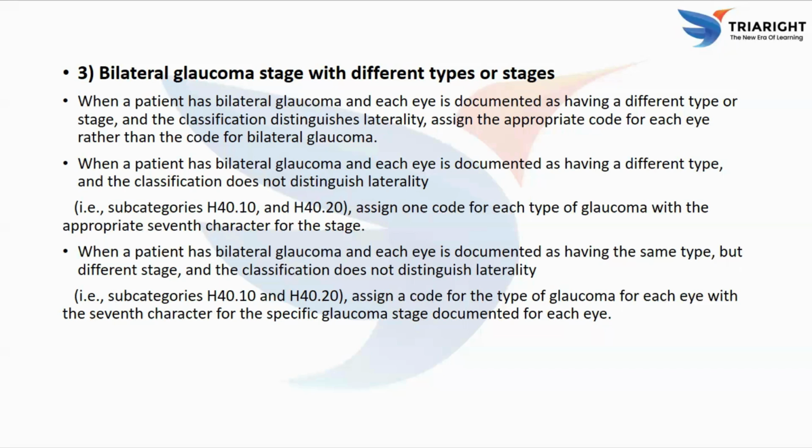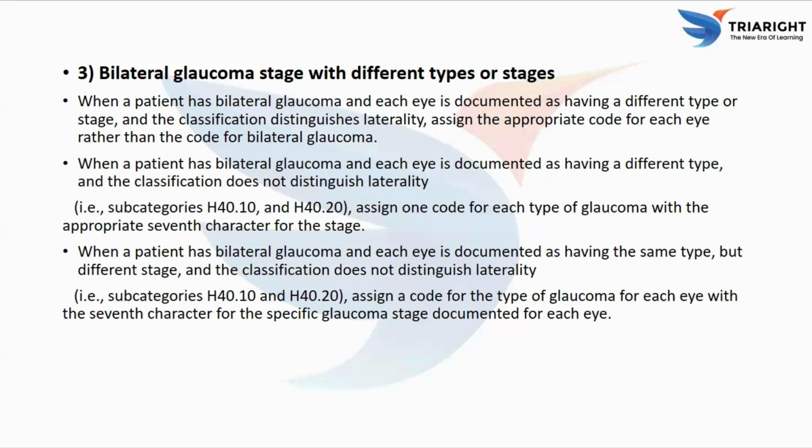So what happens if each eye has the same type but different stages and laterality is not provided? You have to assign a code for the type of glaucoma for each eye with the 7th character for the specific stage. So even when the type is the same, if the stage differs, you must still assign two codes because ICD-10-CM requires stage level accuracy. But because there is no laterality code format, you simply assign one code for the type with stage for eye 1 and another code for the type with stage for eye 2.